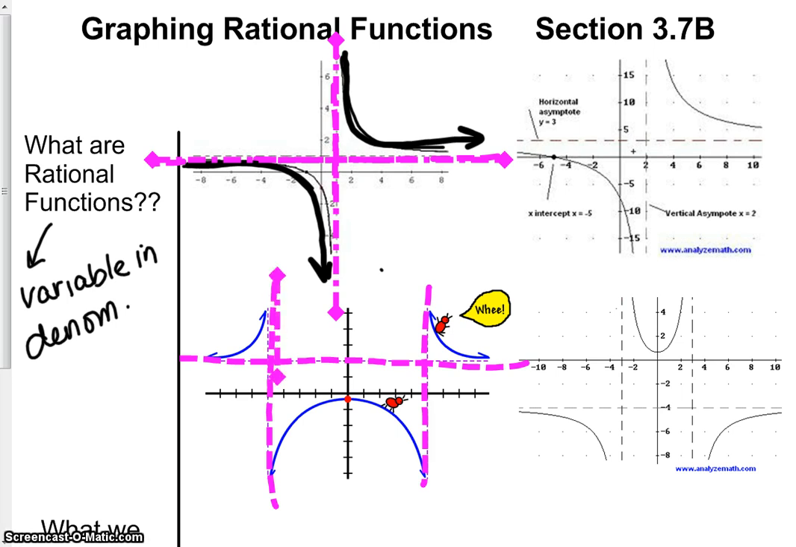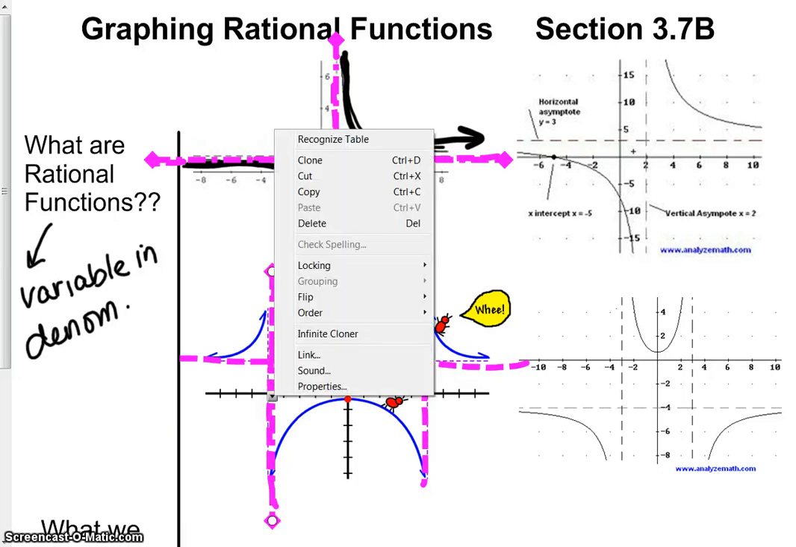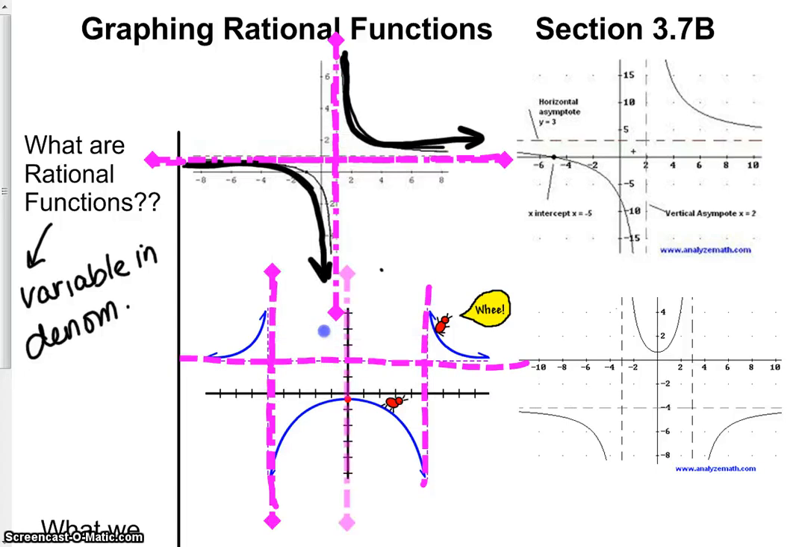In this problem right here, I have two vertical asymptotes. Here's my asymptote, and here's another vertical asymptote right here. And I have a horizontal asymptote. Here's my horizontal asymptote. So we have horizontal and vertical asymptotes.